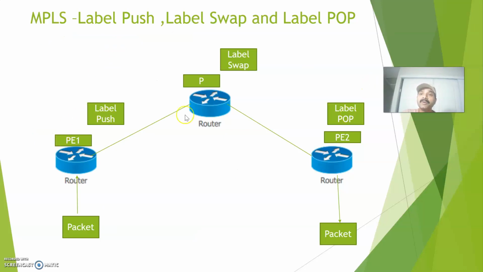And these are the three mechanisms I already told. One is label push, which will impose or push the label onto the packet and send the labeled packet. Here they will perform the label swap, and at the receiving end, it will do a label pop. So these are the three mechanisms of MPLS.